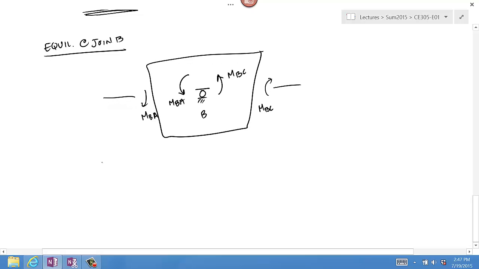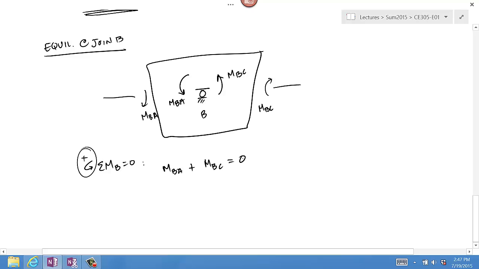So taking sum of moments about joint B, setting that equal to 0, you can use whatever convention you want there. Sum of moments about joint B. I'm assuming counterclockwise is positive for my equation, but you can assume anything you want. Counterclockwise is obviously useful. MBA plus MBC equals 0.